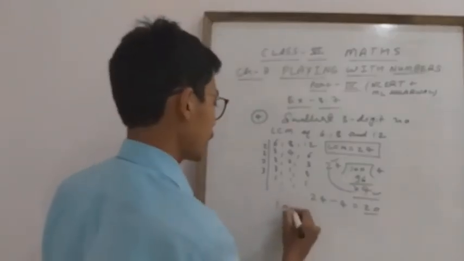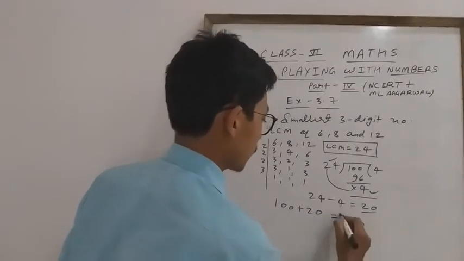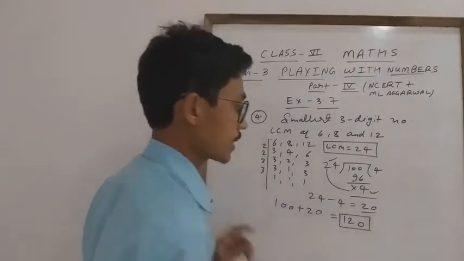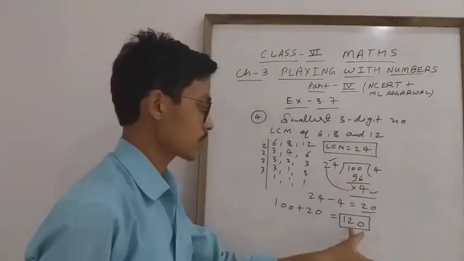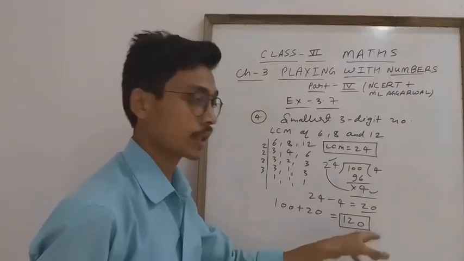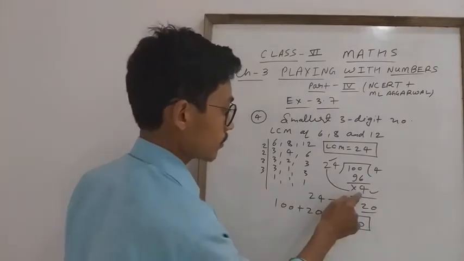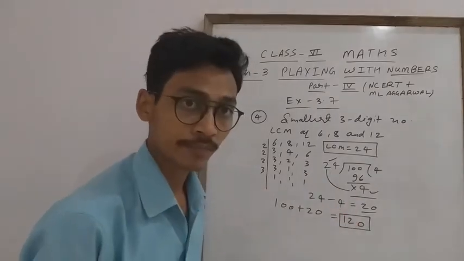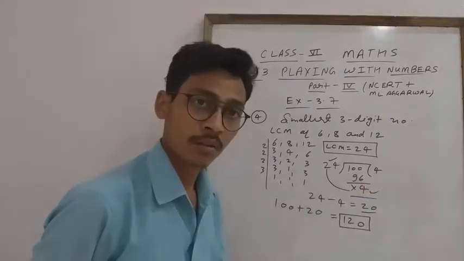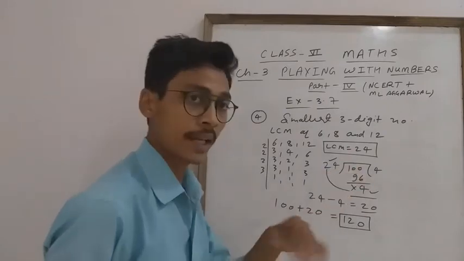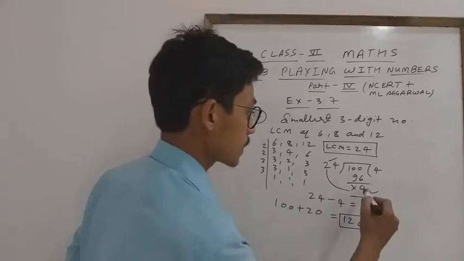Now 20 is coming. So now you will add 100 and 20. So it will come 120. So student, it means 120 is the smallest 3-digit number which is divisible by 6, 8 and 12. Now you can check: 6 twenties are 120, 8 fifteens are 120, 12 tens are 120. So this is the process. You will subtract the remainder from the divisor, meaning the LCM, and then add it to the actual number. Clear, student? If you have to find the greatest, then directly you will subtract the remainder.